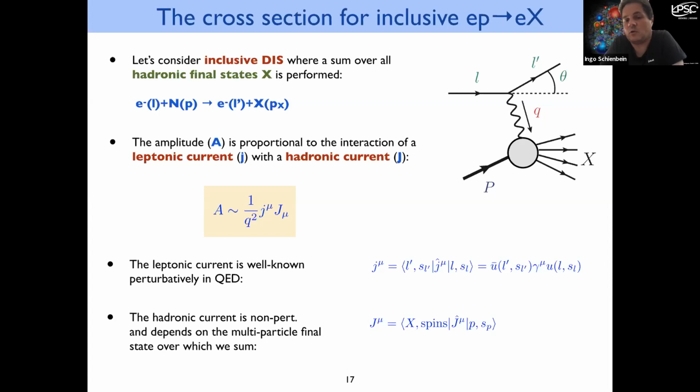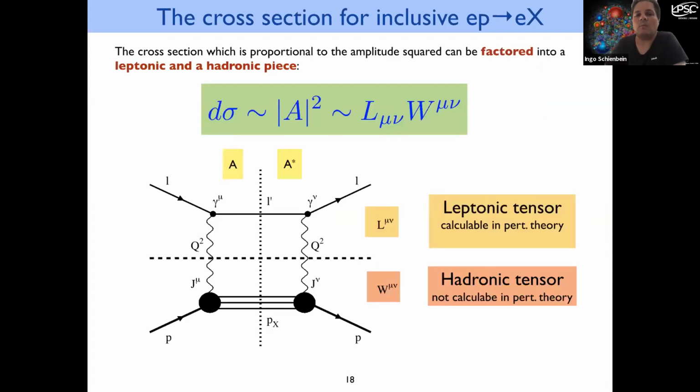We start with a proton state, and the final state is some X, and so then one needs to evaluate this amplitude. But for the cross section, actually we need the absolute square of this amplitude. This can be written as a contraction of a so-called leptonic tensor with a hadronic tensor W mu nu. So you see this figure.